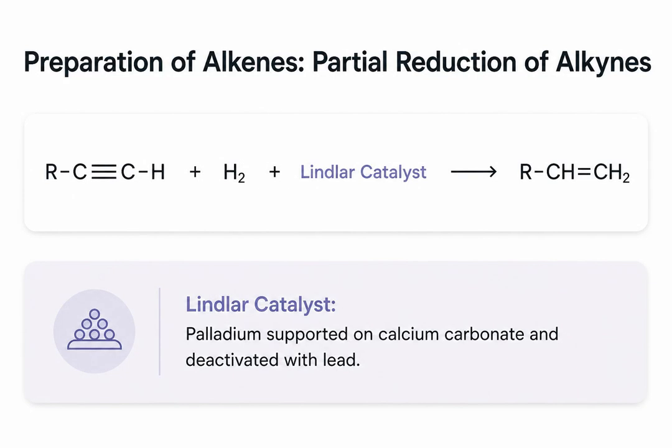Here is a very specific and useful reaction. If you have an alkyne and you want to reduce it to an alkene without going all the way down to an alkane, you must use a poisoned catalyst. This is known as the Lindlar catalyst, which consists of palladium supported on calcium carbonate and deactivated or poisoned with lead. This deactivation ensures the reduction stops exactly at the alkene stage.